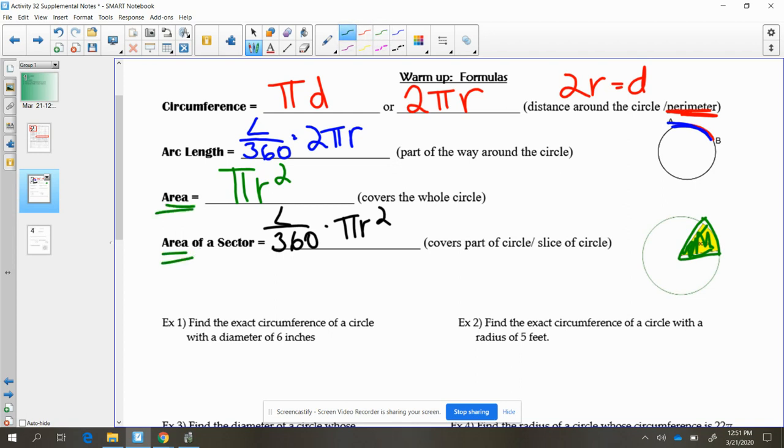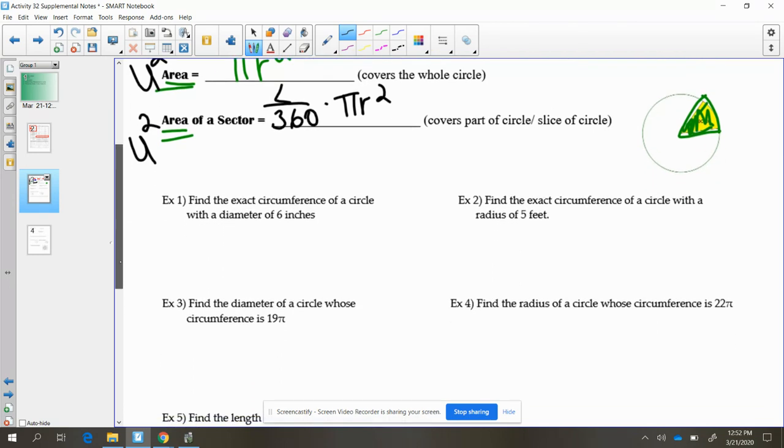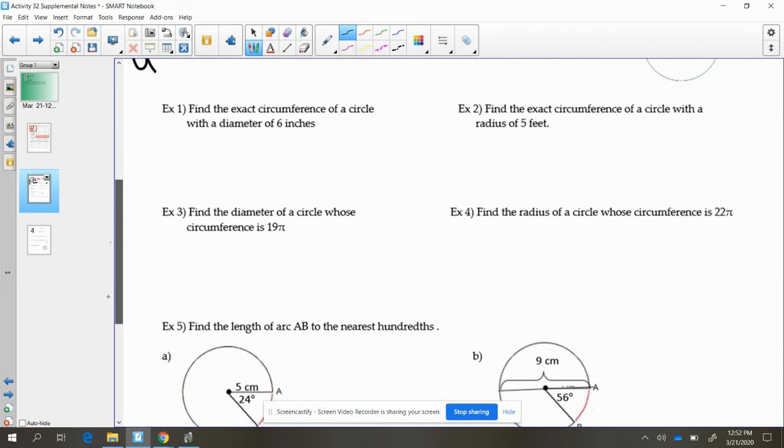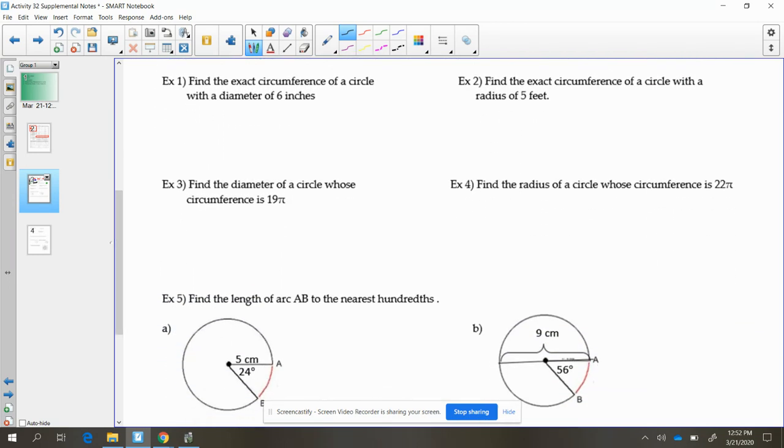Now, for circumference and arc length, it's just going to be your units. For area of both the whole circle and just the sector, it is units squared as part of your final answer. When we talk about exact circumference or exact area, that is where they want us to write the answer using pi, but not rounding it, just leaving our answer with a pi.